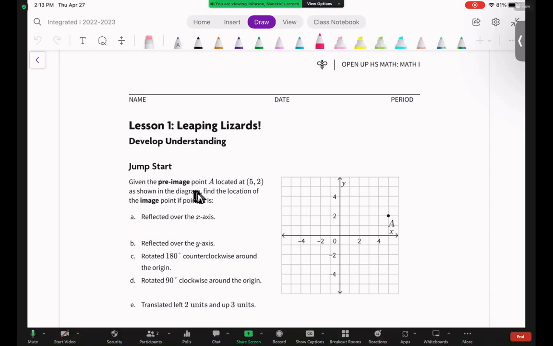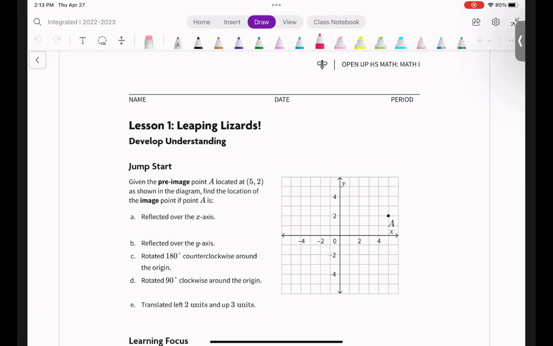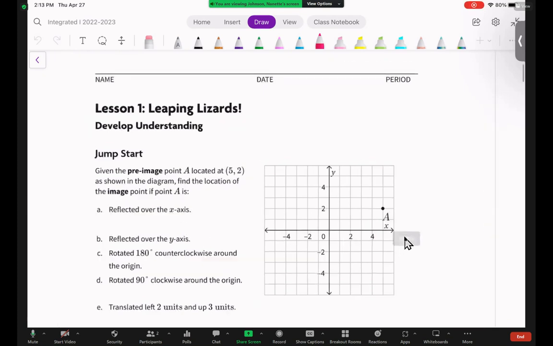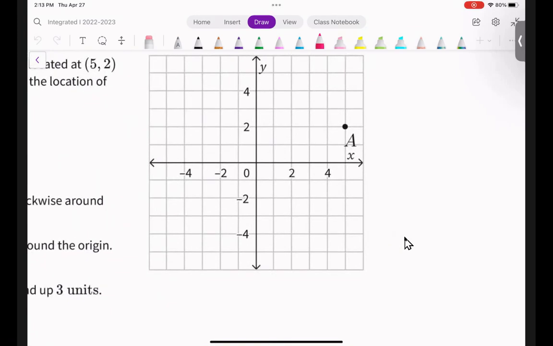It says, given the preimage point A at (5, 2), so preimage, get used to that word, as shown in the diagram. Find the location of the image point if A is, and then all of these things. So the first one is reflected over the x-axis. If it's reflected across the x-axis, all I'm going to do is count towards the x-axis. There's 2, so towards it would be this. And then this would be reflected across the x-axis. So I'm going to call that A.